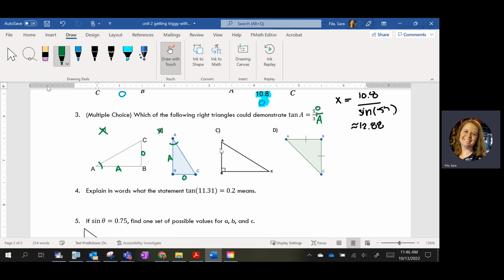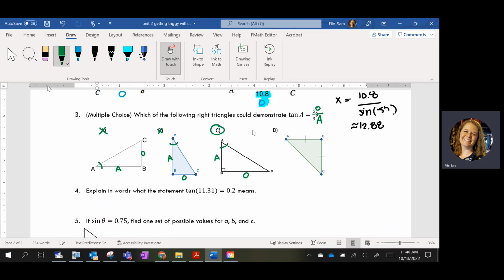Okay, and then in C, here's the angle A. So this would be the opposite side and the adjacent side. Does this one finally look like the opposite side's bigger? Yes. So that looks like it could represent tangent of A being 5/3. So that looks like a good answer.